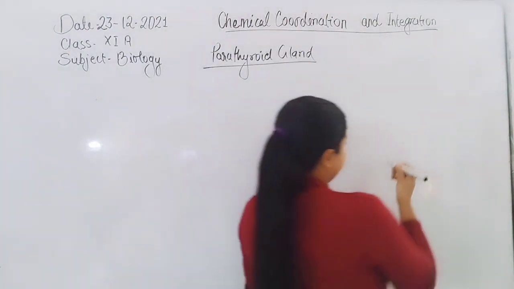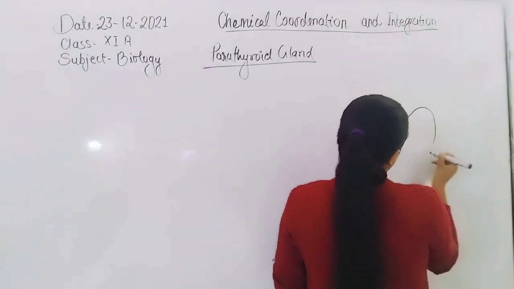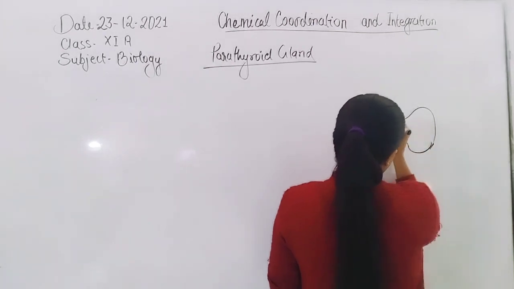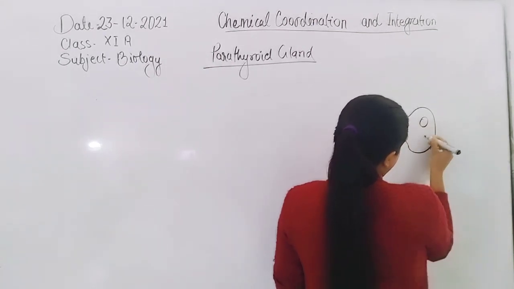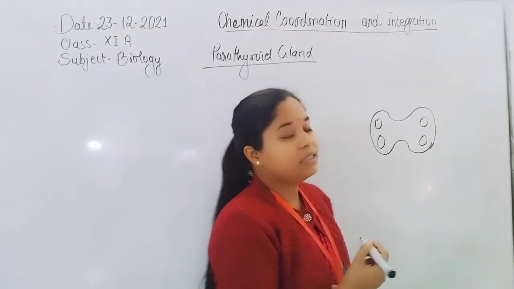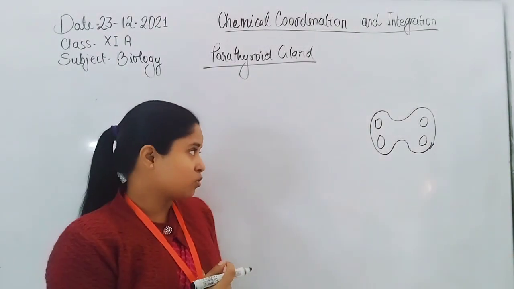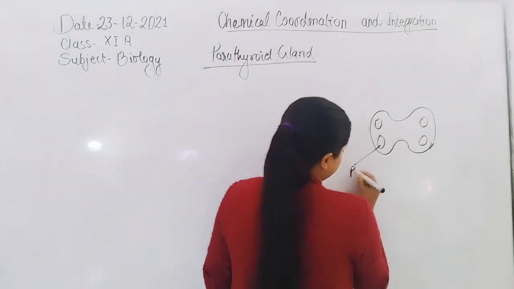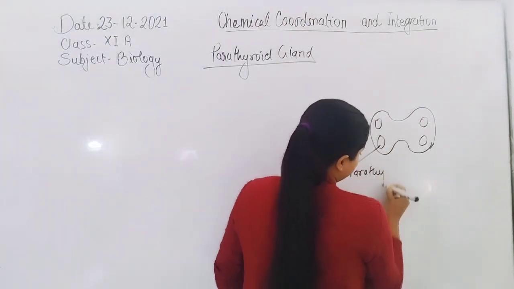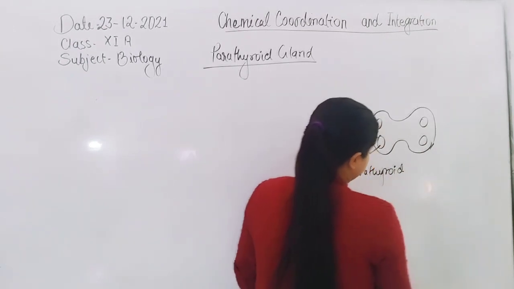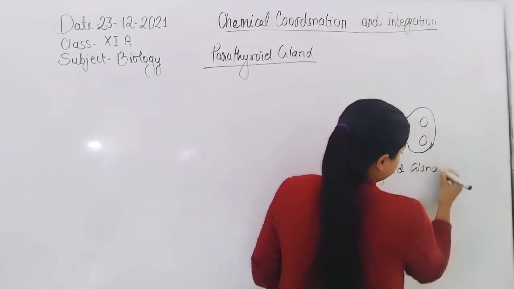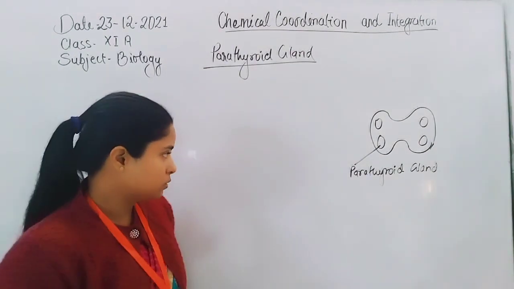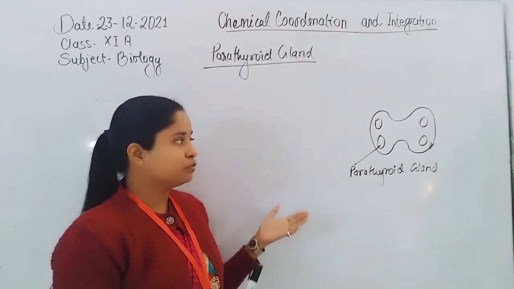The thyroid gland is present in the laryngeal region, on the larynx, in a butterfly shape, and there are four parathyroid glands present in both the lobes of the thyroid gland. So these are the parathyroid glands, present at the posterior region of both lobes of the thyroid gland.